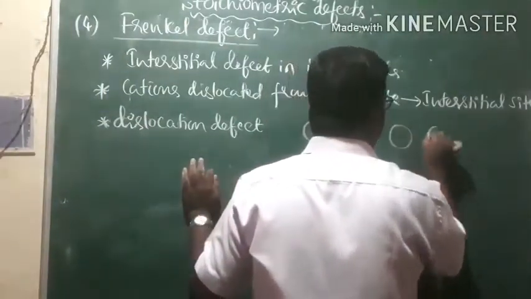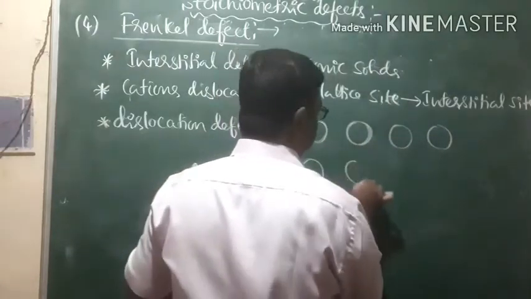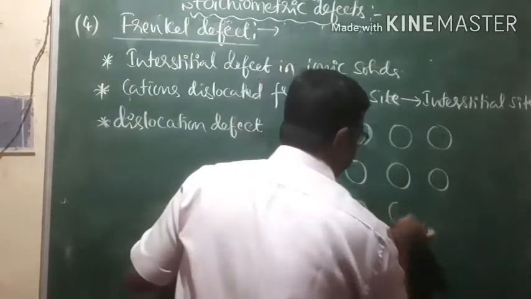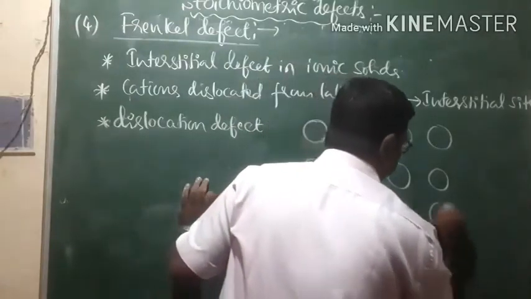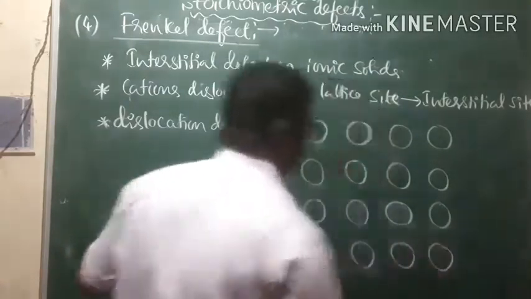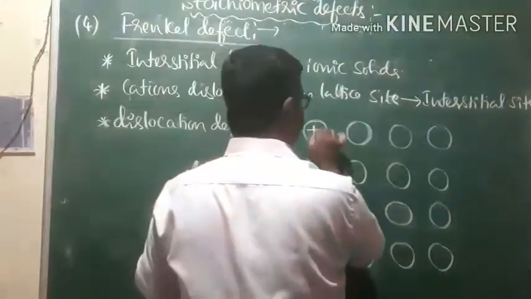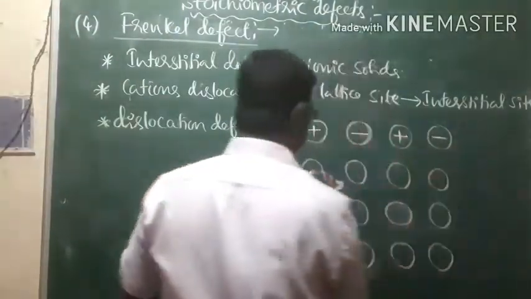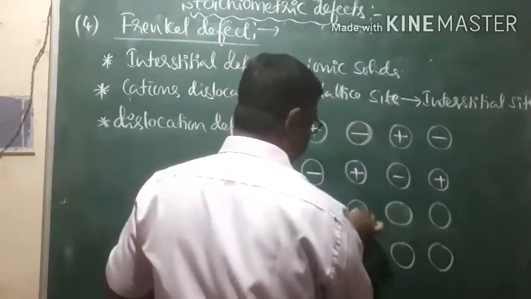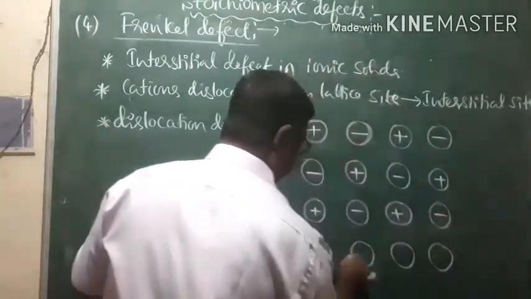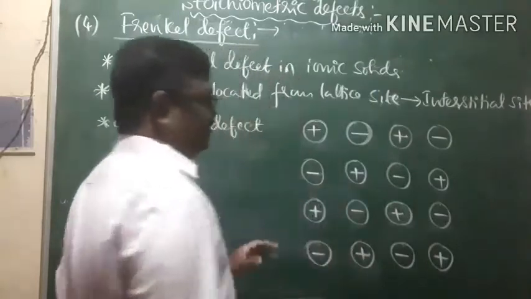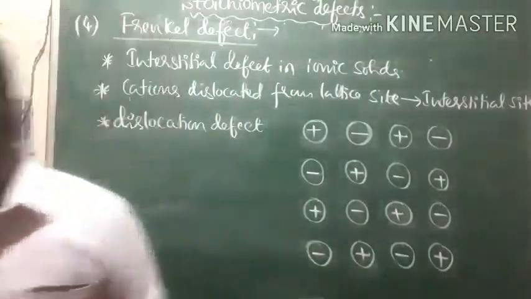And of course that is occupied by the cations and anions. This is one schematic picture of the lattice of the ionic crystal, and these lattice points are occupied by cations and anions. So say for example, this is plus, minus, plus, minus, and so on. This is one ionic lattice.